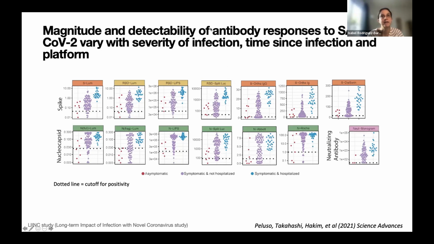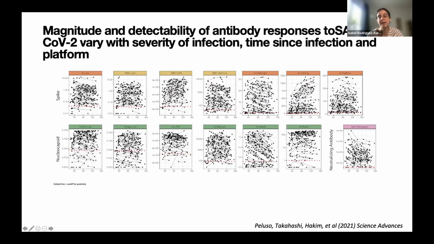that antibody responses really varied with severity, right? So you can see in general asymptomatic individuals had much lower responses than hospitalized individuals, and non-hospitalized individuals had very heterogeneous responses. And if we look at the same data over time since infection, you can also see that the kinetics of these assays vary greatly. You have assays where the responses seem to continue increasing over time, even though they are also measuring IgG, versus other assays with really fast kinetics, like this Abbott Architect nucleocapsid assay.